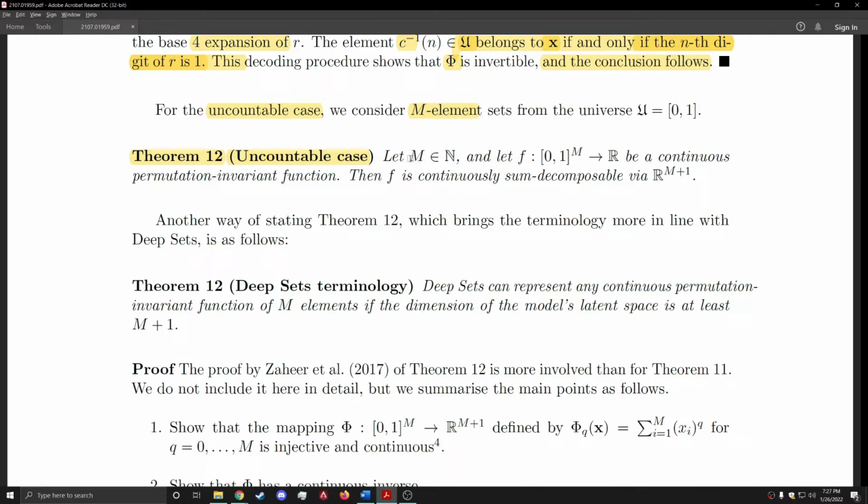There we go. So we are going to let M be a member of the natural numbers and let F be some hypercube mapped to the real numbers. And we are going to let this F be a continuous and permutation invariant function. This continuous should jump out at you right now. It's a little bit strange, but it's going to come up in just a minute why we require that everything we do is going to be continuous. So we say that F is continuously sum decomposable via sum R to the power of m plus 1.